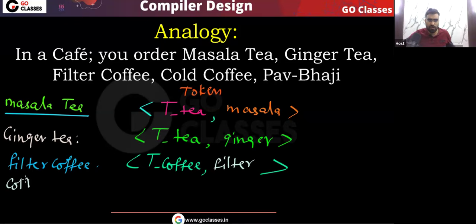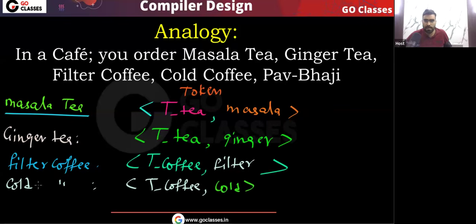Similarly for the cold coffee, the token generated is coffee, and the attribute of this token, the value of this token, or the additional information about this token, is cold. And finally this pav bhaji. For this pav bhaji, let's assume there is a token that is pav. That is very simple. The name of this token is TPAVBH.